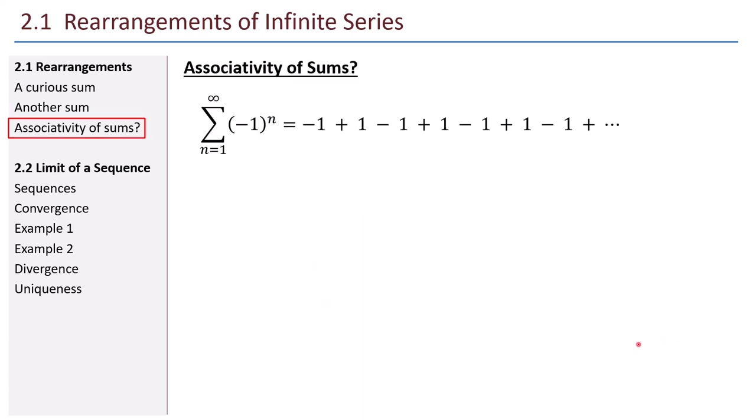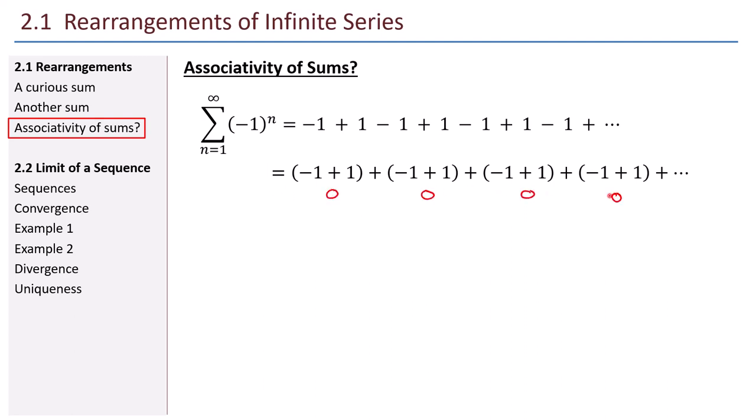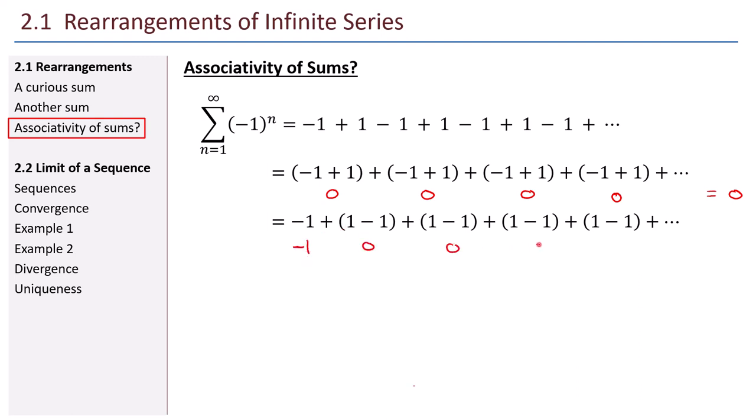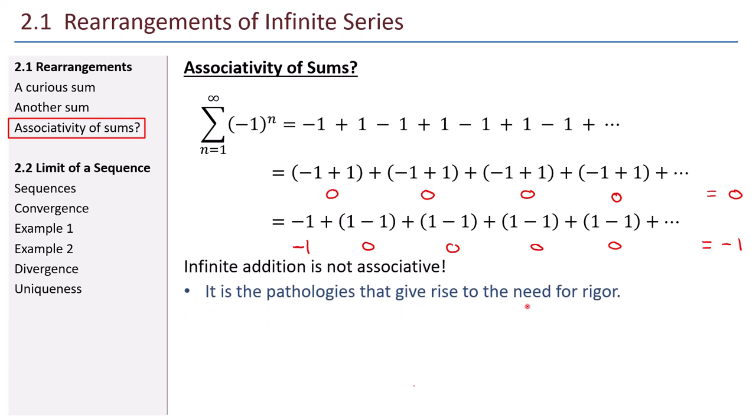How about the associativity of sums? Let's take this simple infinite series, negative 1 plus 1, negative 1 plus 1, negative 1 plus 1, forever and ever. If I pair together the terms, starting with the first two terms, well, negative 1 plus 1 is 0, 0, 0, 0. It really looks like the summation of this series is 0. On the other hand, what if we pair together the terms starting with the second term? So I have negative 1 plus 0 plus 0 plus 0 plus 0 forever and ever. It really looks like that sum is negative 1. So infinite addition is not associative.